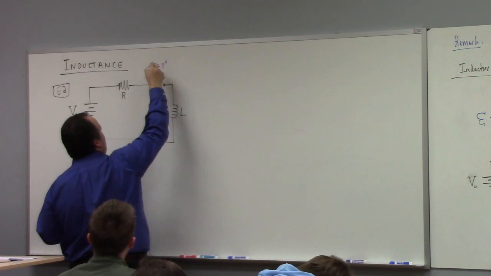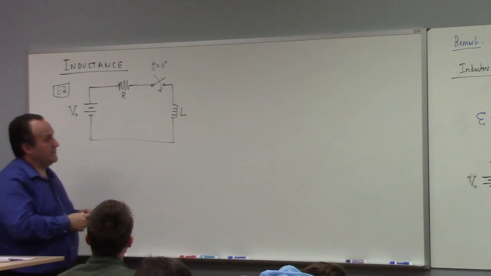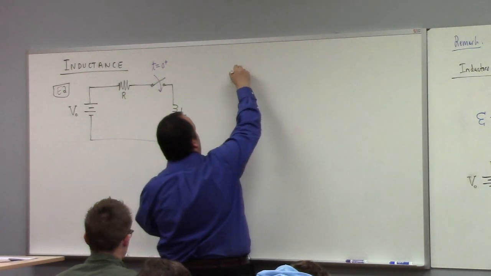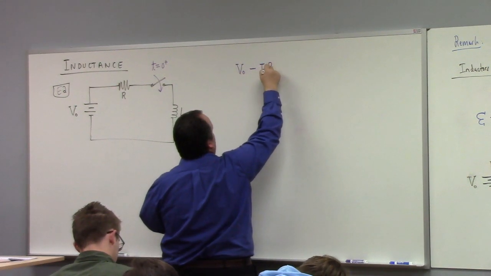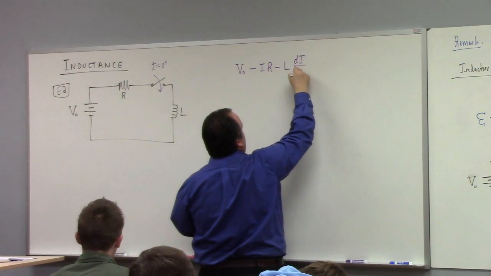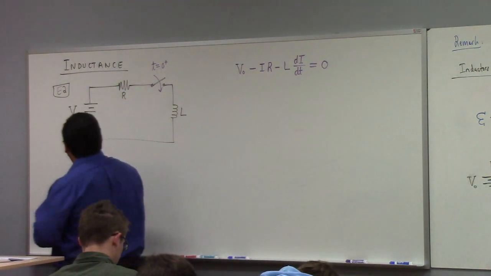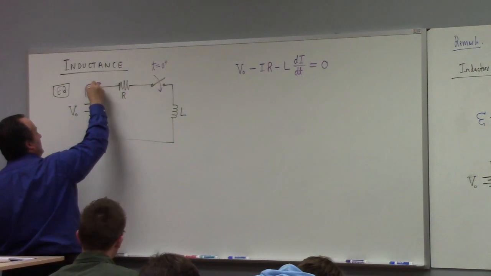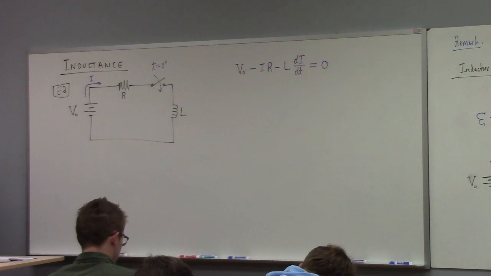Okay, so basically at t equals 0, what's the deal here? Well, we have V0 minus the current times R minus L di dt is equal to 0, because if the current flows like so, we know the voltage drop on the resistor from Ohm's law, and we just derived the voltage drop on the inductor is minus L di dt.